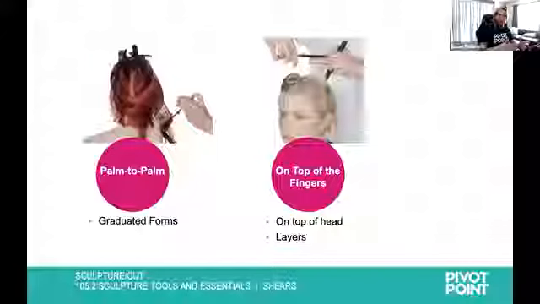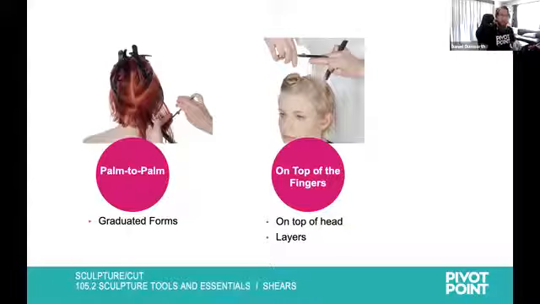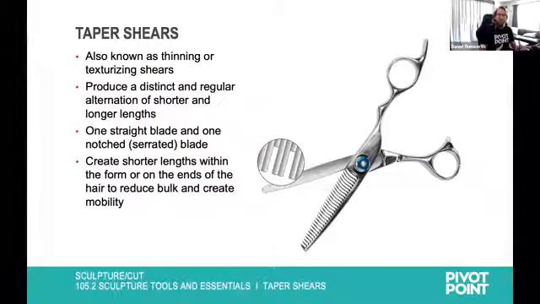Now, this is also true of many of the tools that we use, but I'm going to go ahead and jump over and start talking about another one of the shears that we use, which is taper shears. Taper shears, again, are sometimes also known as a thinning shear or a texturizing shear. These come in a variety of different styles. Most commonly, you have a stationary blade that is used with the teeth side, and your mobile blade is actually the straight edge of these shears.